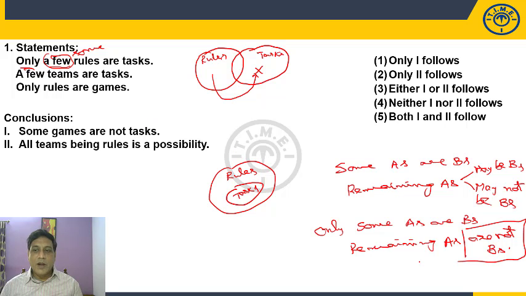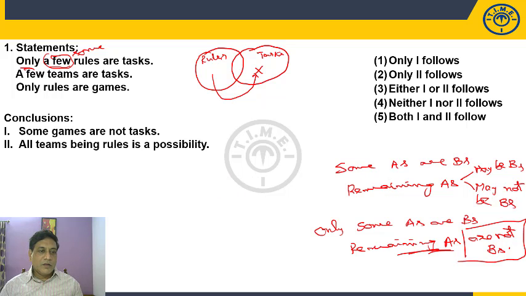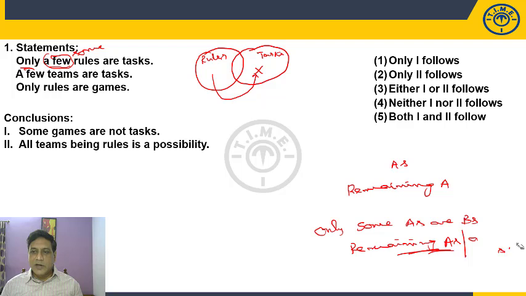According to this statement, the remaining rules have to be kept outside tasks. So here also we are keeping the remaining rules outside the task. This is valid. But we cannot take the entire rules inside the task. That is the only restriction. The restriction is this area cannot go into this area, but this entire area can go inside this. This is one. The statement which is a little critical, which we have to deal with carefully.